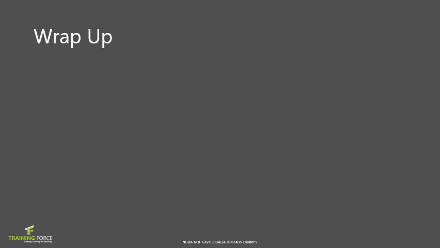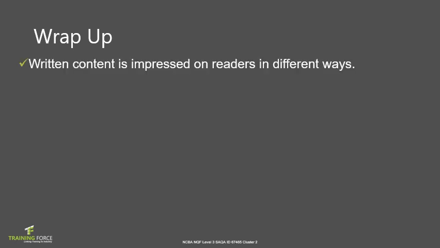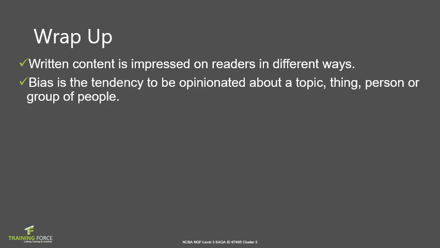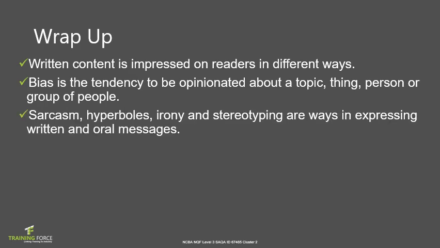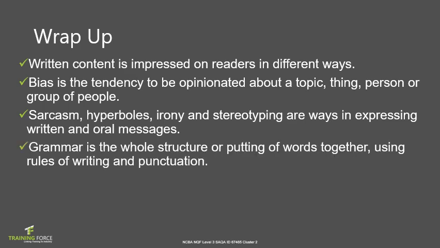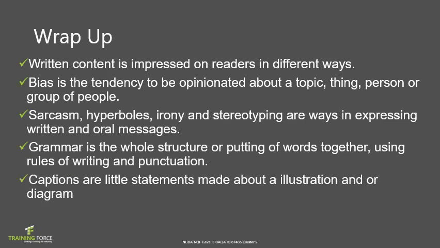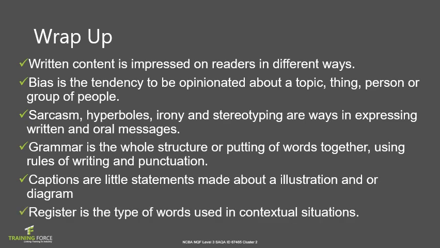And that's a wrap for Cluster 2, Topic 4, Responding to Texts. Let's take a look at the main ideas. Written content is impressed on readers in different ways. Bias is the tendency to be opinionated about a topic, thing, person, or group of people. Sarcasm, hyperboles, irony, and stereotyping are ways of expressing written and oral messages. Grammar is the whole structure or putting together of words using rules of writing and punctuation. Captions are little statements made about an illustration and or diagram. Register is the type of words used in contextual situations.